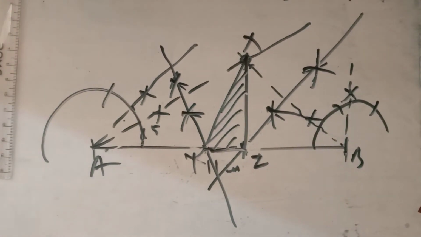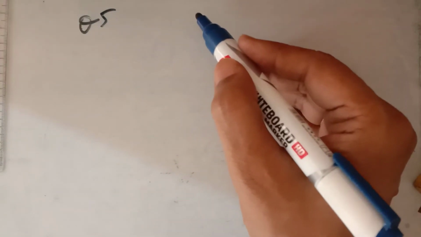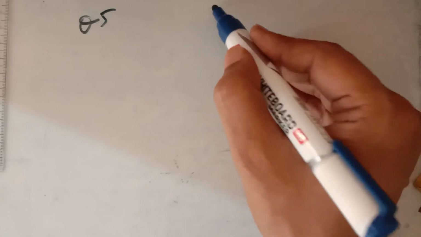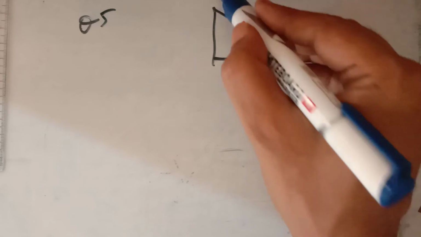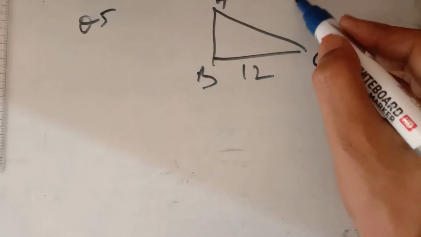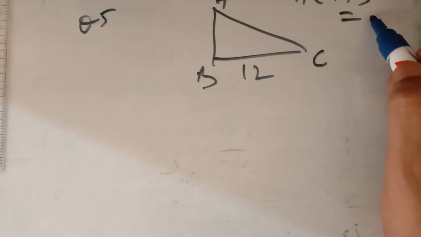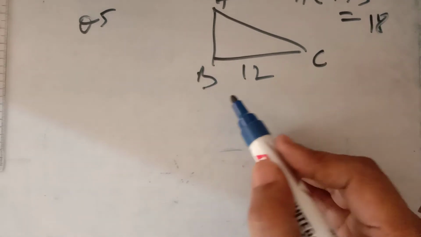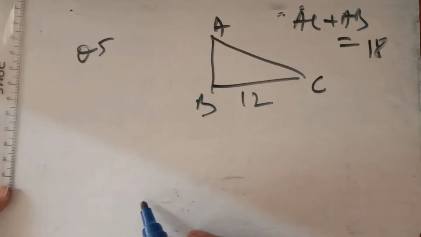So I have explained this question 3 times where the perimeter of the triangle is given. The last question is given in which you have to construct a right angle triangle whose base is 12 centimeter, and the sum of the two sides, AC plus AB, is given as how much? It is equal to 18. You have to construct this triangle.